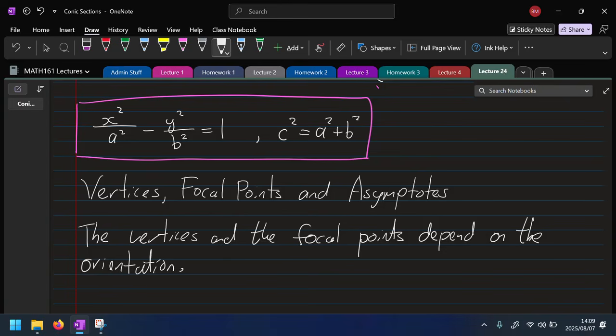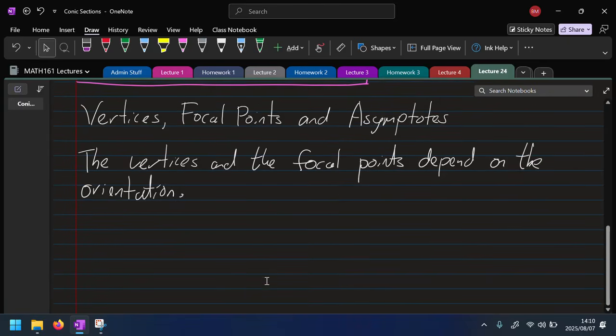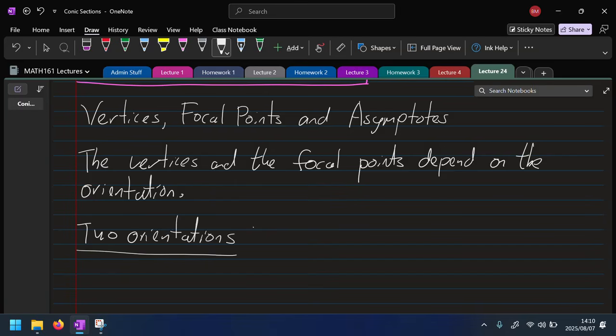Okay, and we saw a bit of that when we looked at the parabola. So if the parabola was facing up, you had the focal points at the top. If the parabola was facing down, the focal point was at the bottom. And then if it was facing left or right, the focal points would change as well. So we have a very similar thing here for the hyperbola. Here there are two orientations. Right, the parabola had those four, and we wrote up that table for it.